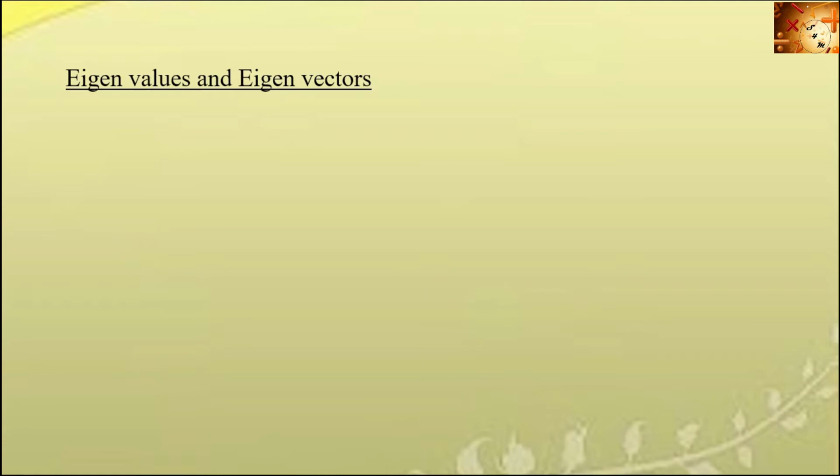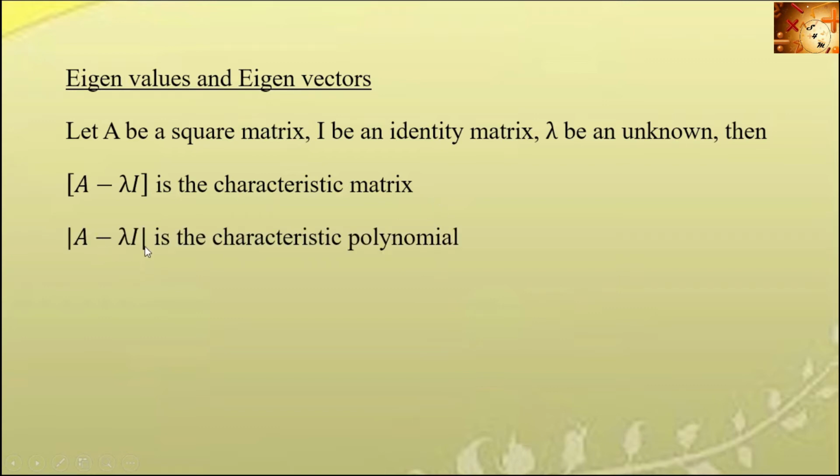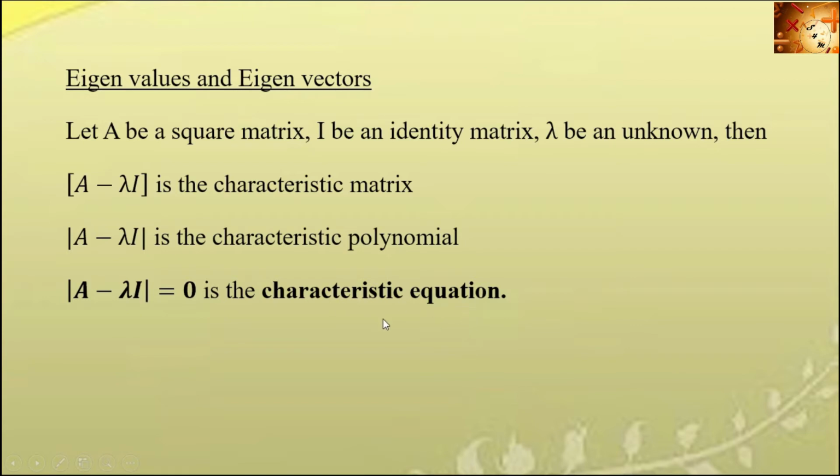This concept of eigenvalues and eigenvectors is very important in linear algebra. Let's see what eigenvalues and their corresponding eigenvectors are. Let A be a square matrix, I be an identity matrix whose order is the same as that of A, and let lambda be an unknown. Then matrix A minus lambda I is the characteristic matrix. Determinant of A minus lambda I is the characteristic polynomial. Determinant of A minus lambda I equal to 0 is the characteristic equation, which is an equation in lambda.